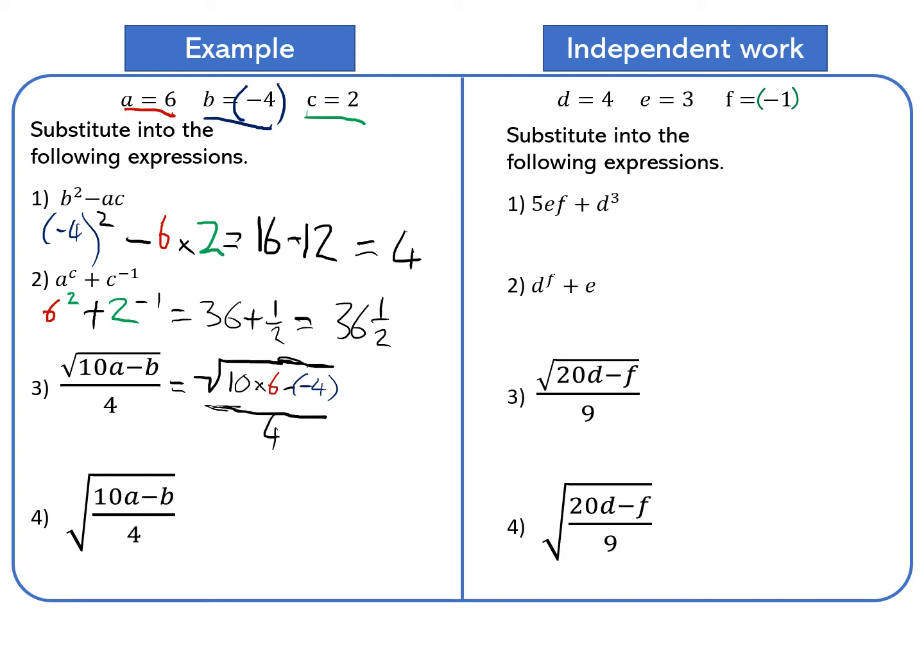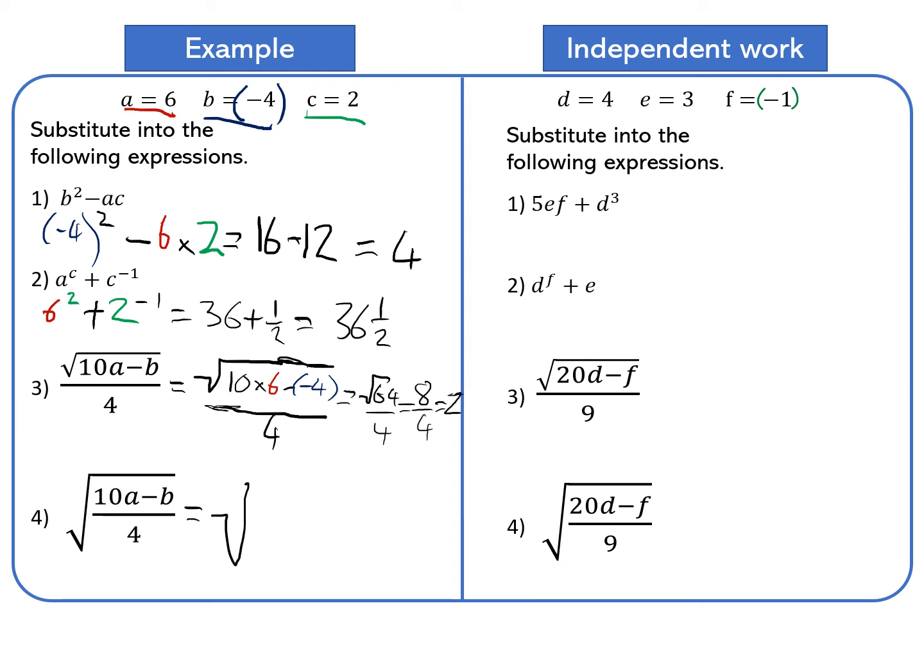Okay, so I would have to evaluate the numerator first with that group, with that root. So inside that, I'd have 10 times 6, which would be 60. Then I have 2 negatives, which give me a positive, so that's 64. So I end up with the square root of 64 over 4. Square root of 64 is 8. I've got 8 over 4, which is 2. 8 divided by 4 is 2. Let's compare that with this one.